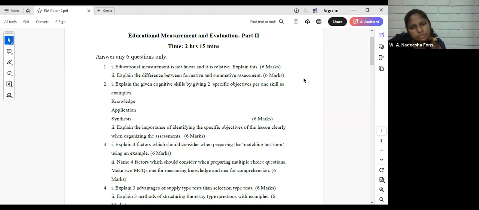Then explain the difference between formative and summative. Explain the cognitive skills, giving two specific objectives per skill as examples: knowledge, application, synthesis. It means you have to give two specific objectives for knowledge, two for application, and two for synthesis. Then explain the importance of identifying the specific objectives of the lesson clearly when organizing the assessment.